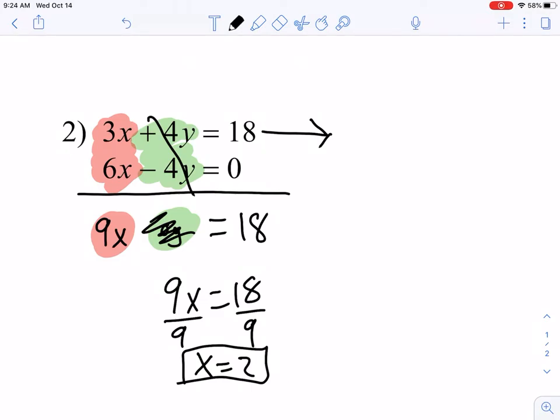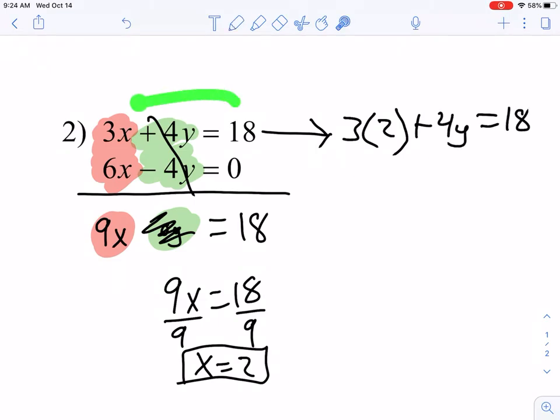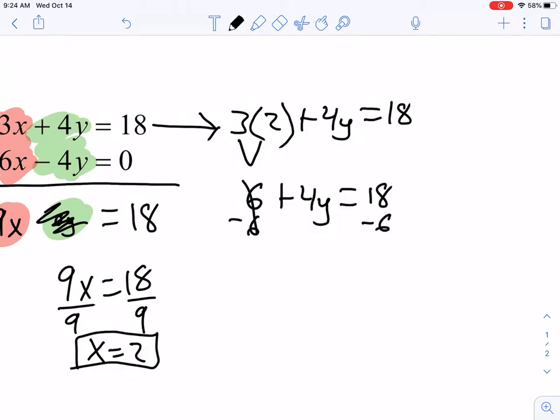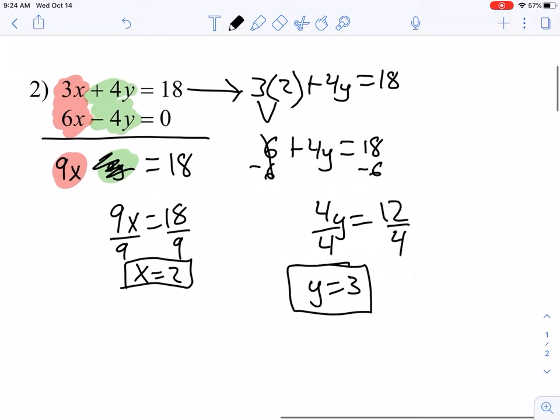I'm replacing x with a 2, so I'm saying 3 times 2 plus 4y equals 18. I use the whole original equation, even though I like to cross stuff out. Now I work this out. 3 times 2 is 6, plus 4y equals 18. I subtract 6 from both sides, so that 4y equals 12. Then I divide both sides by 4, and y equals 3. So I got my x value, comma, my y value.